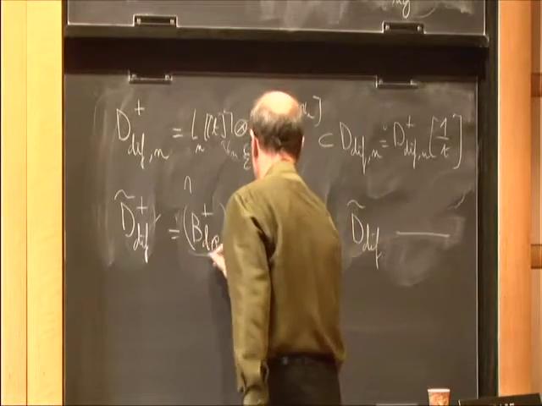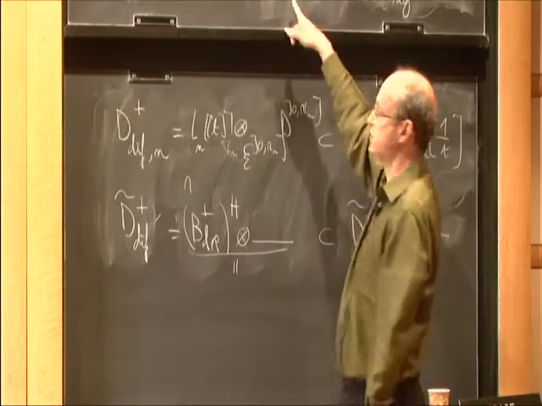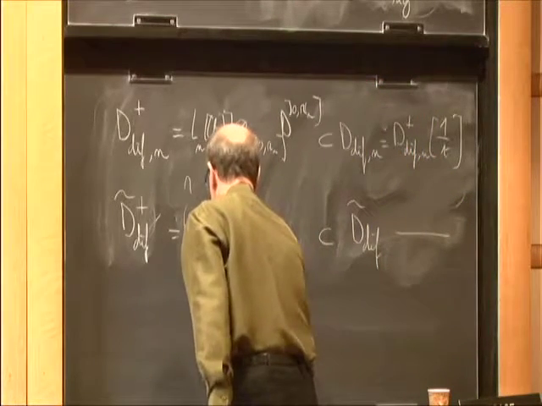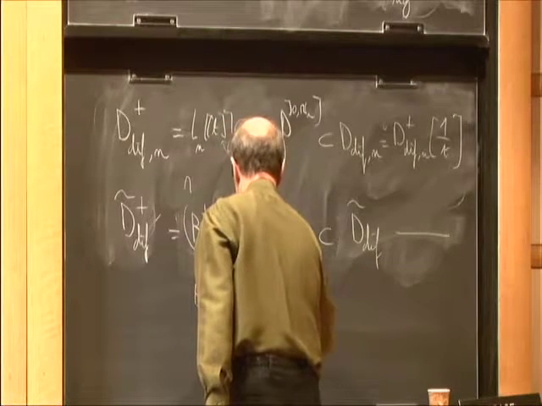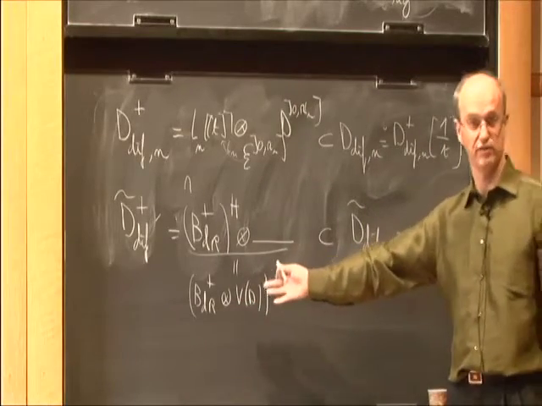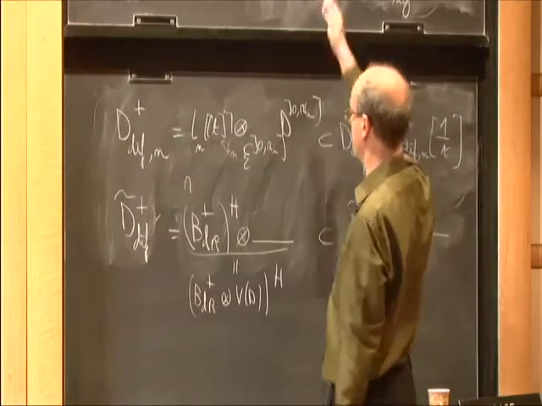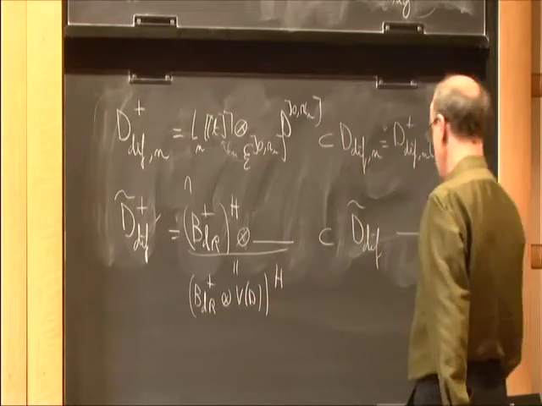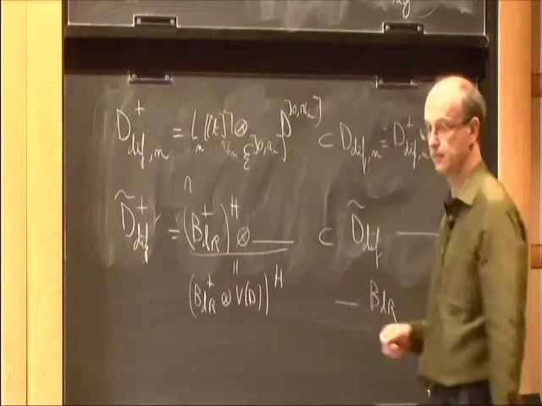This one has a much better definition if you use the Galois representation attached to D. It's nothing else than B_dR^+ tensor V(D) fixed by H. So you have a direct definition of this one, which does not make use of phi-gamma modules, and it's very useful to have this description. And here you would have the same thing, but with B_dR inside.